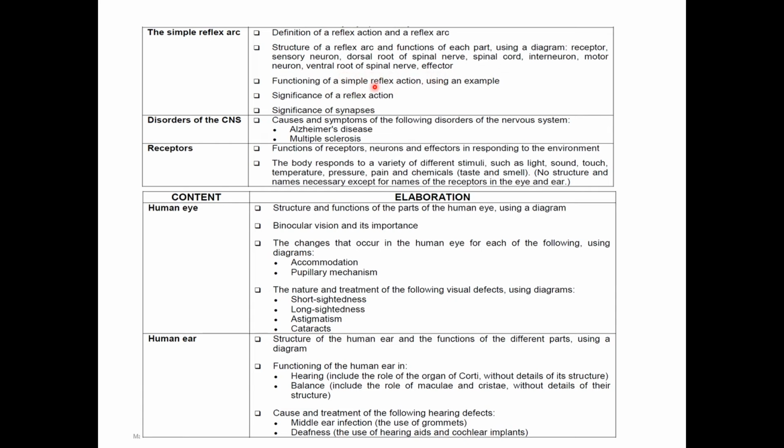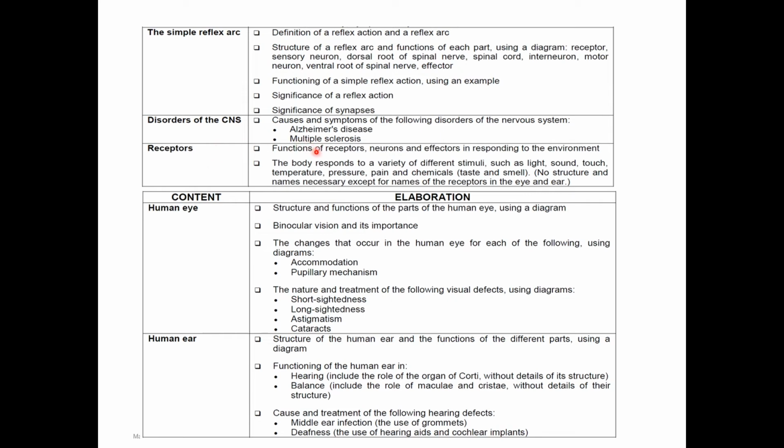You must know the functioning of a simple reflex action using an example. You must know the significance of a reflex action and the significance of synapses. All this will help you with the detail of your content for your notes. The disorders, we only look at cause and symptoms of Alzheimer's and multiple sclerosis.